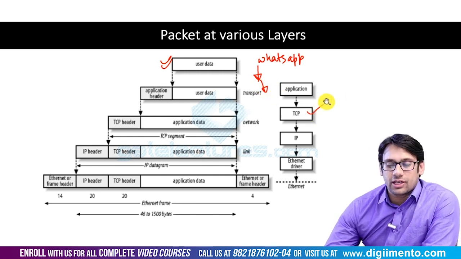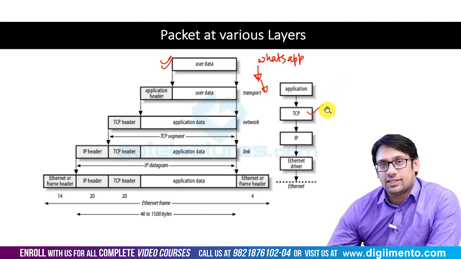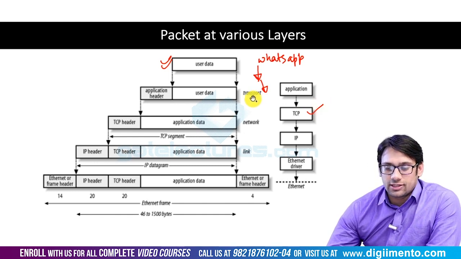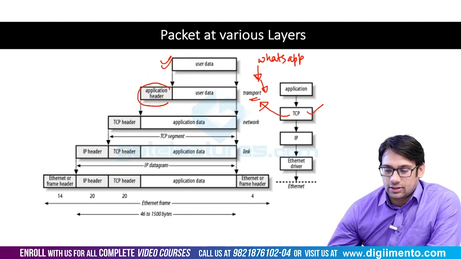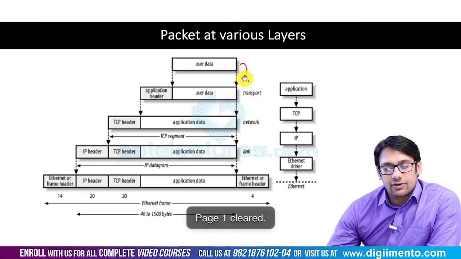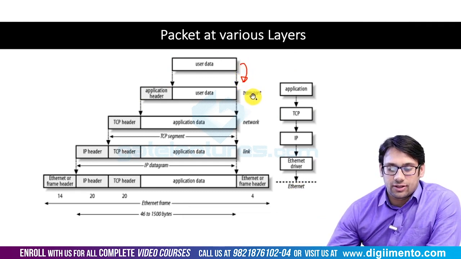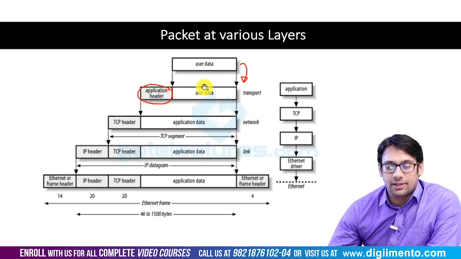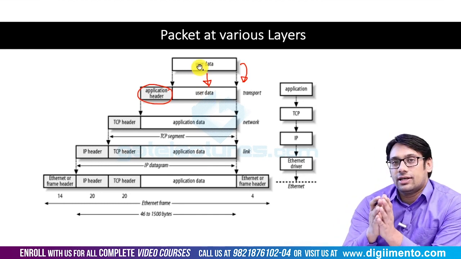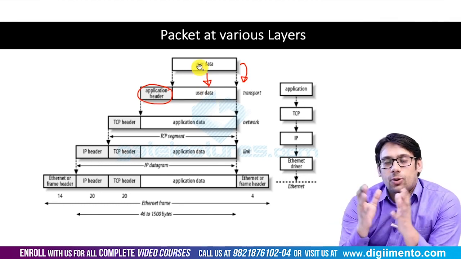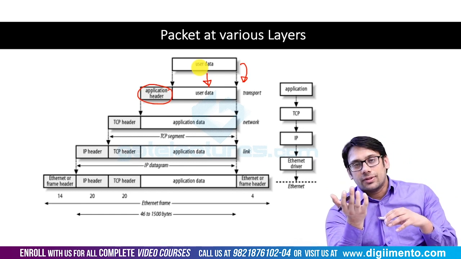Now, in the transport layer, we have a protocol called TCP. This TCP protocol in the transport layer will add its own header. When the data goes to the application layer, the application layer will add its own header. The application layer takes the data from the user. For example, you are sending a message through WhatsApp. Now WhatsApp is going to encrypt your message.